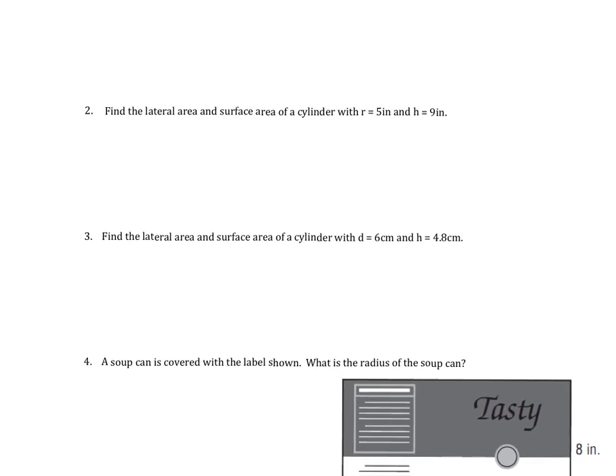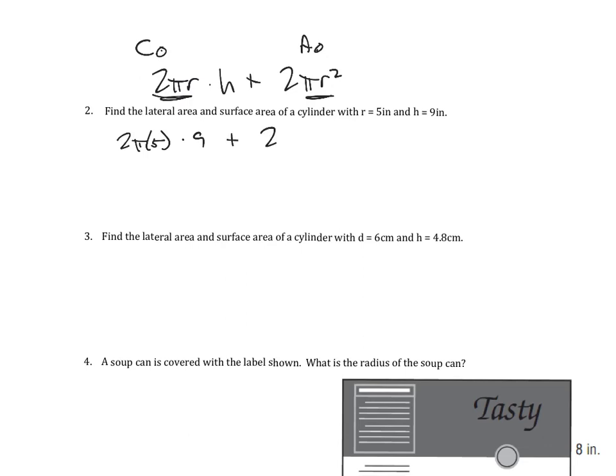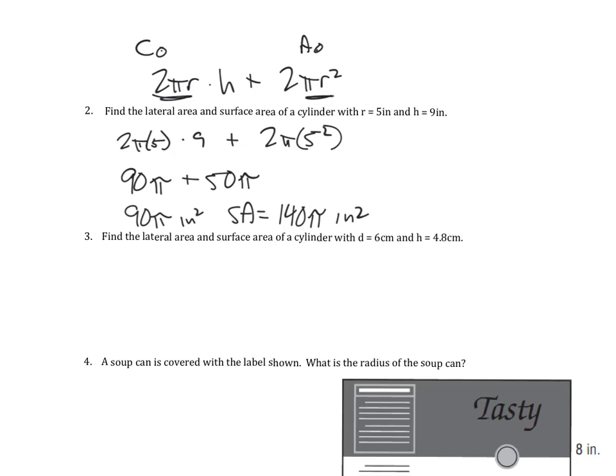All right, so if I have a radius of 5, height of 9, remember, 2 pi r times height plus 2 pi r squared. Remember, that's your area of a circle. Remember, that's your circumference of a circle. So this would be 2 pi times 5 times 9 plus 2 pi 5 squared. So that's going to be 90 pi. That's going to be 50 pi. So my lateral area is going to be 90 pi inches squared. Surface area is going to be 140 pi inches squared. I can absolutely multiply that out if I want to. I don't need to, but I can.